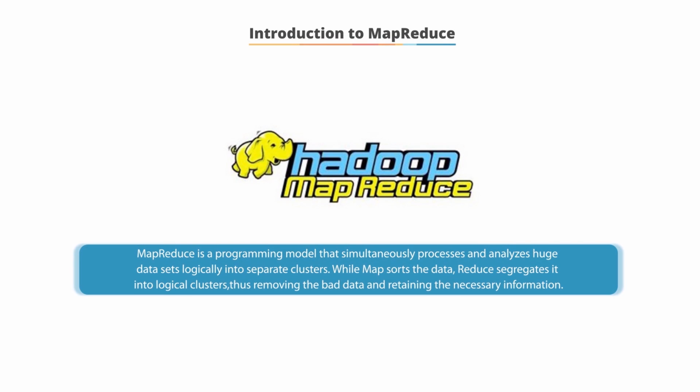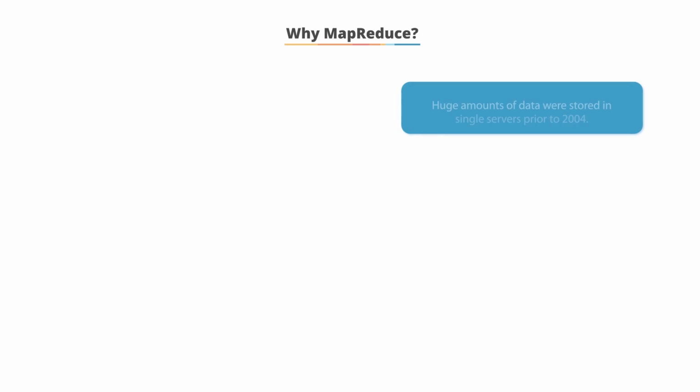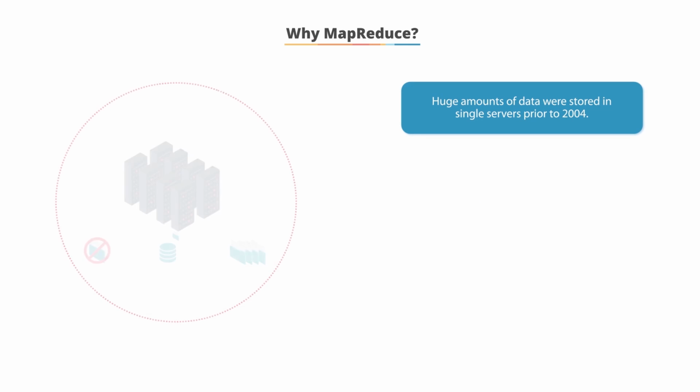Introduction to MapReduce. MapReduce is a programming model that processes and analyzes huge datasets logically into separate clusters. While Map sorts the data, Reduce segregates the data into logical clusters, thus removing the bad data and retaining necessary information. Why MapReduce? Prior to 2004, huge amounts of data were stored in single servers.